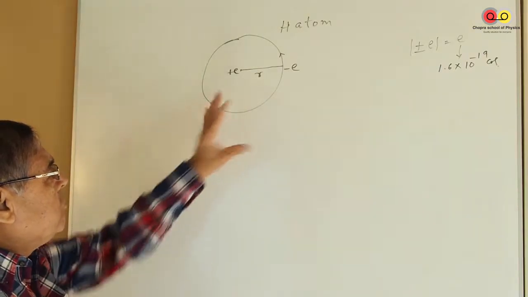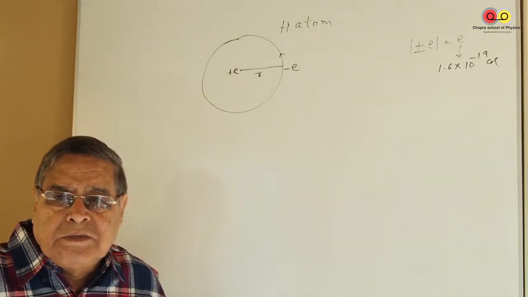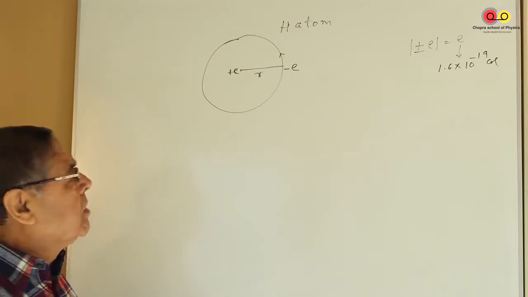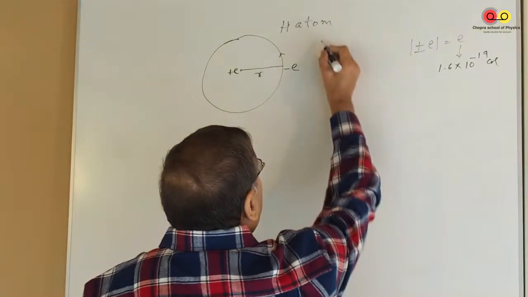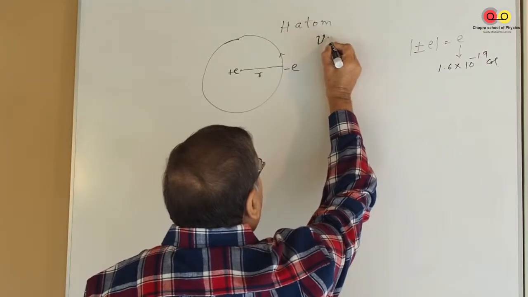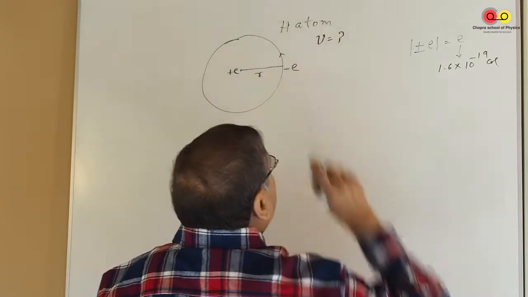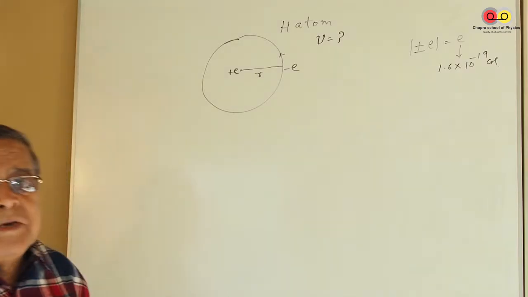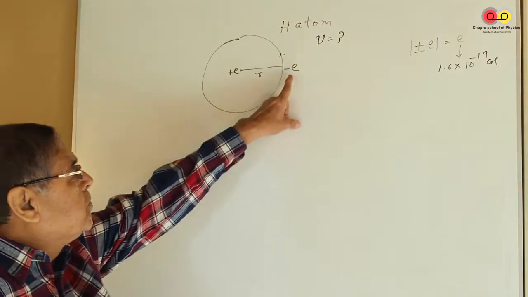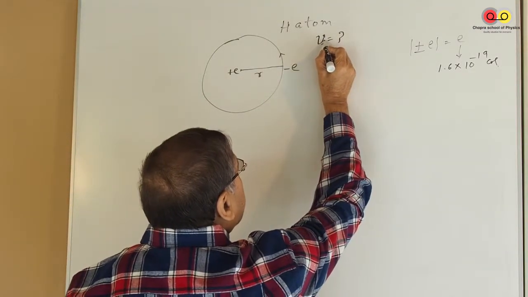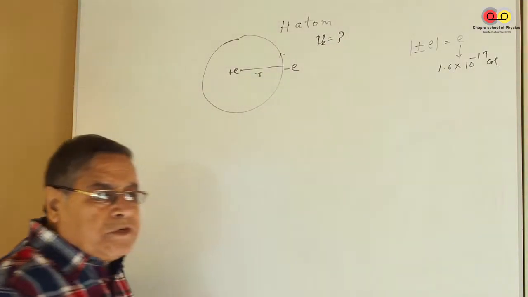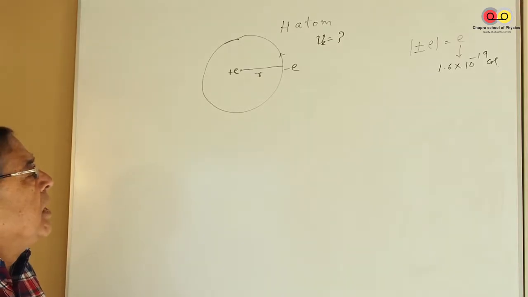Now, in this we have to make very important calculations. A simple calculation, or a simple question. We have to estimate V. V stands for speed, that is the speed of electron. So more elaborately, it should be VE. VE means speed of electron.